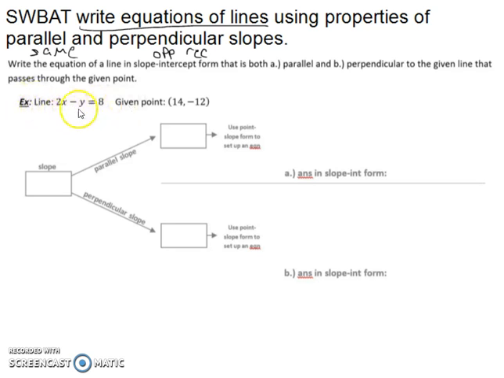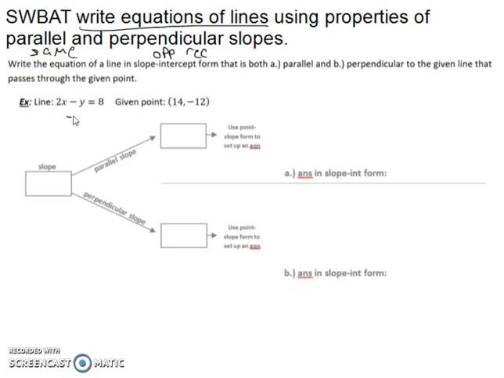So the example that we have here, I've got a line and a point that it goes through, and they're asking us to write the equation of two different lines, one that's parallel and one that's perpendicular to the given line, but that goes through this point. So the first thing we need to know is the slope of this line. Sometimes you'll be given a line that's in slope-intercept form, but this one is not. It's in standard form, so we need to get y by itself.